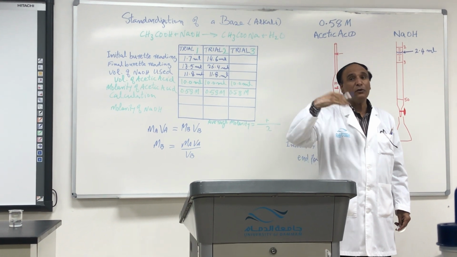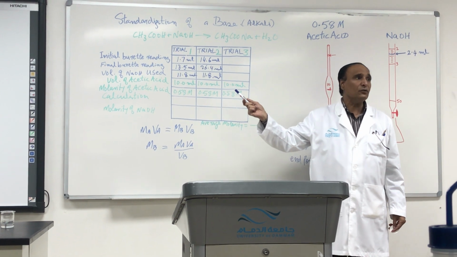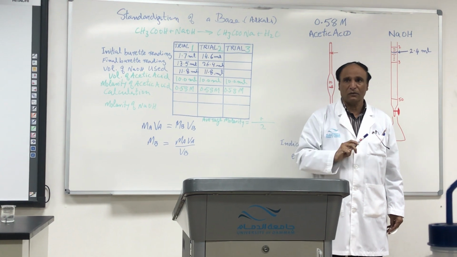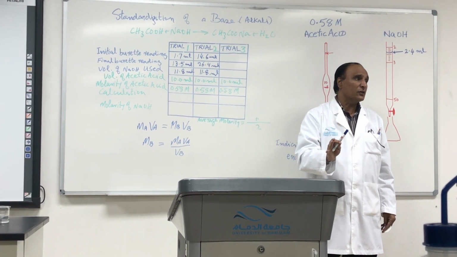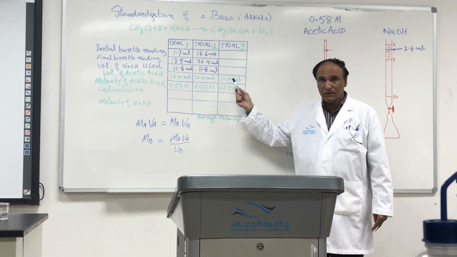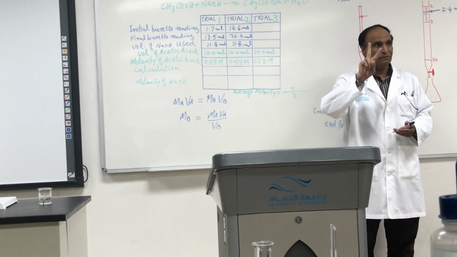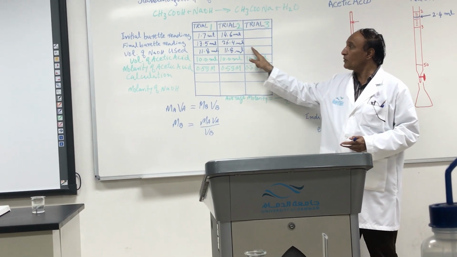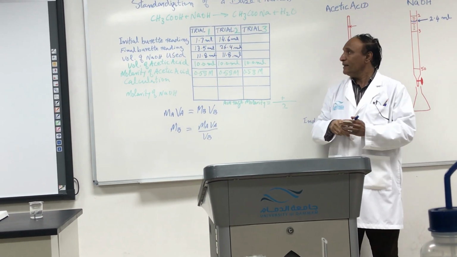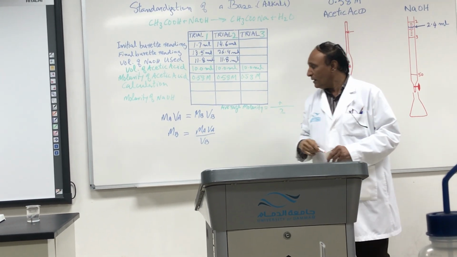But if your answer is more than that, then you do the third time. Hopefully, inshallah, you will do it in 2 readings and it will be very close. But in case you can't, then do the third time. And when you do the third time, then you see which 2 are close. For example, if the third is close with the first, cancel the second one and take this one and this one. Did you understand? Yes.